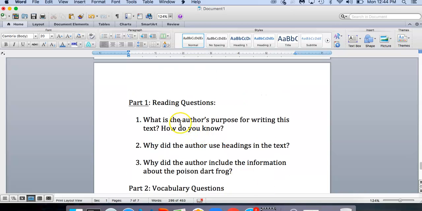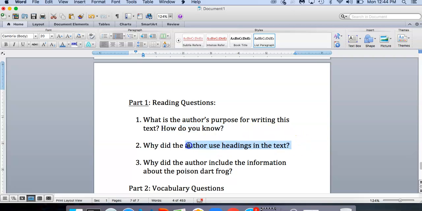The first one is, what is the author's purpose for writing this text? Is the author writing it as a narrative, as an expository, or persuasive purpose? That's why the writer or author is writing it. And how do you know? When we're talking about how do you know, you have to find one sentence from the text to let you know that it's either narrative, expository, or persuasive.